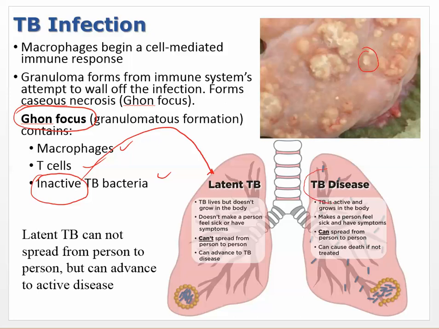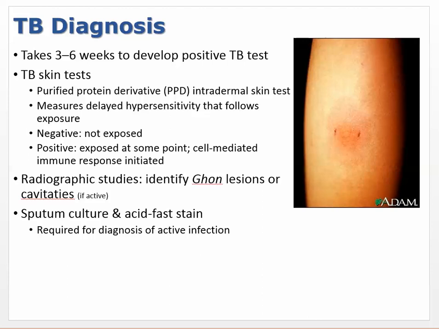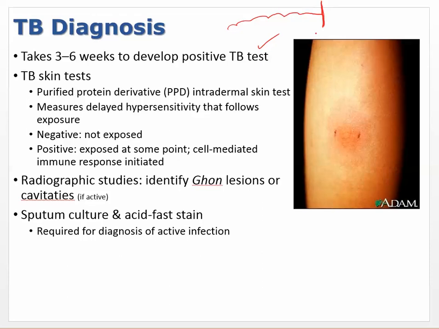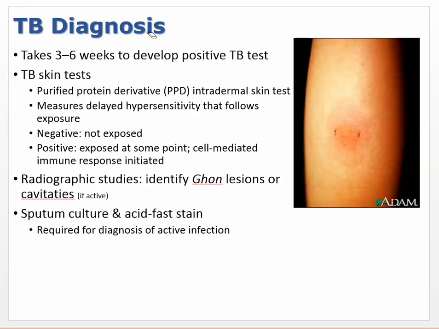The active disease, of course, can spread. It is active, and it does make the person feel sick. TB diagnosis takes 3 to 6 weeks to develop a positive TB test. What does that mean? That means that if you're infected on a Tuesday, the 1st of whatever the month, it's going to be the end of the month or the next month before you can even be tested for it. So you can be sick for a month before you can be tested and show a positive TB test. Usually that's not a problem. You might know that you're sick.